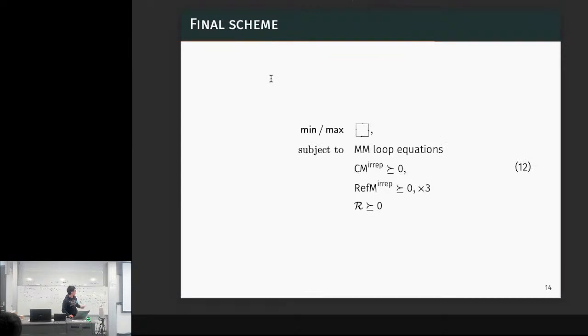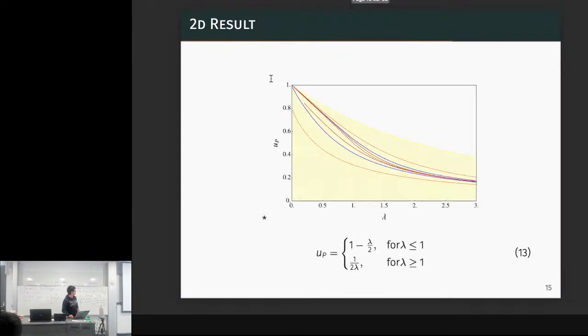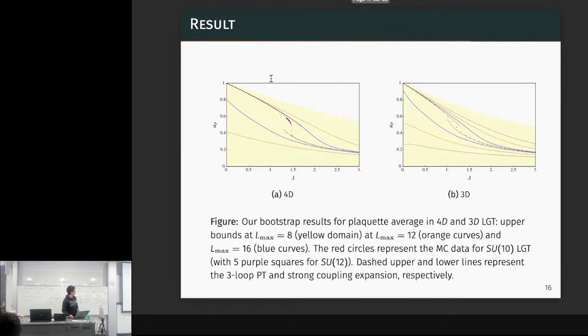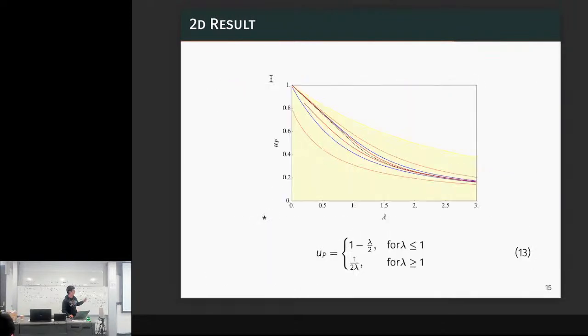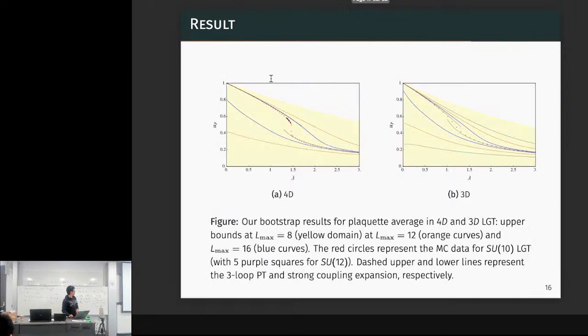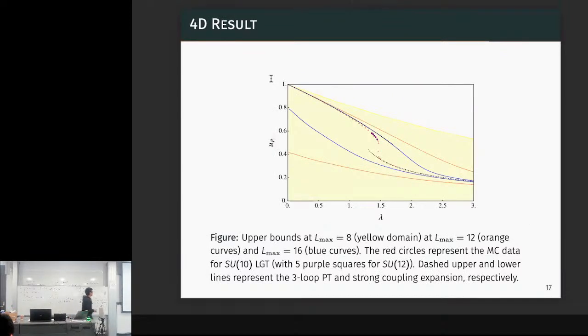Okay, this is the final scheme. I won't get into it. And this is a 2D result for different coupling. And let's look at the 4D result.